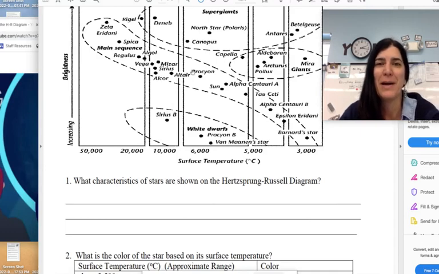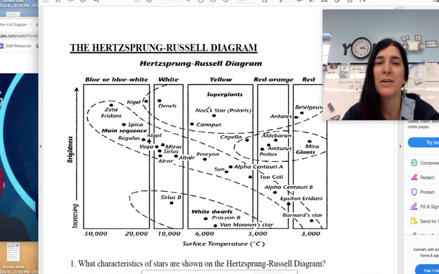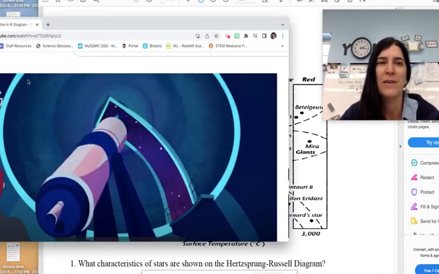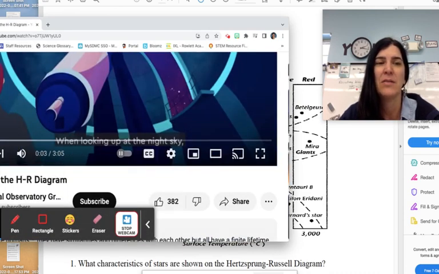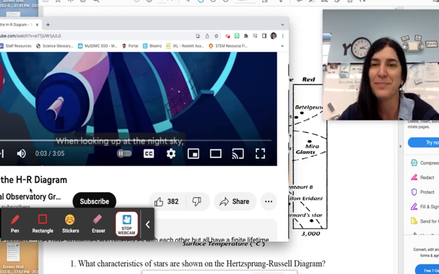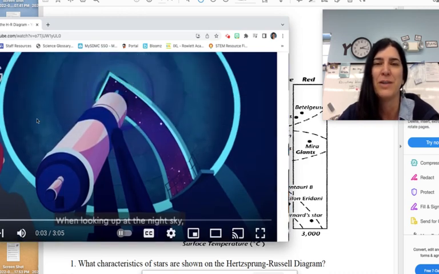So we're going to start by completing the Hertzsprung-Russell diagram. The first thing I'd like you to do is to please watch the video. The link is attached to the assignment, and it's going to tell you about how stars are classified based on their brightness, their true brightness and temperature. Scientists use what's called the HR diagram. When you watch this, it's going to explain a little more about it. It's also going to review the life cycle of stars, which you learned last week.